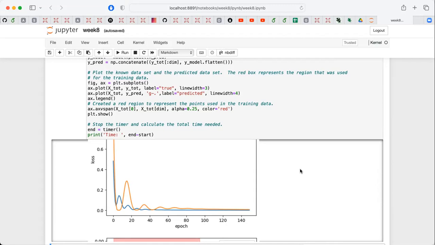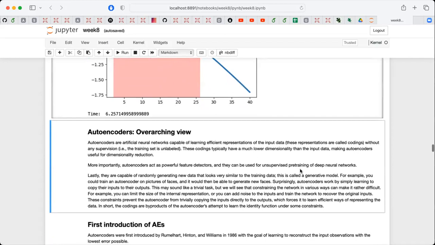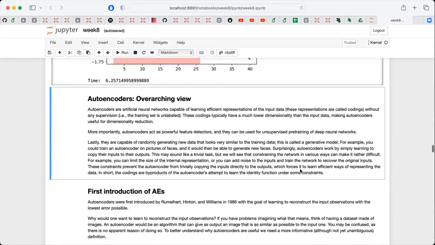Any questions so far before we move into the next topic on autoencoders? Feel free to ask questions if something is unclear. Okay, so no questions, not yet.